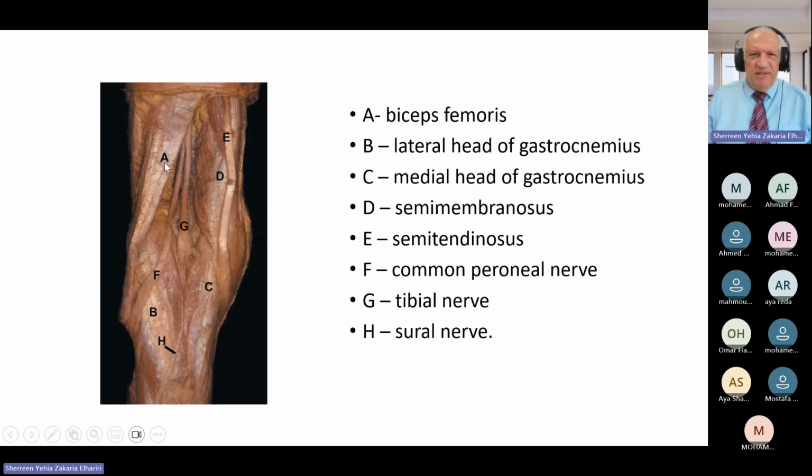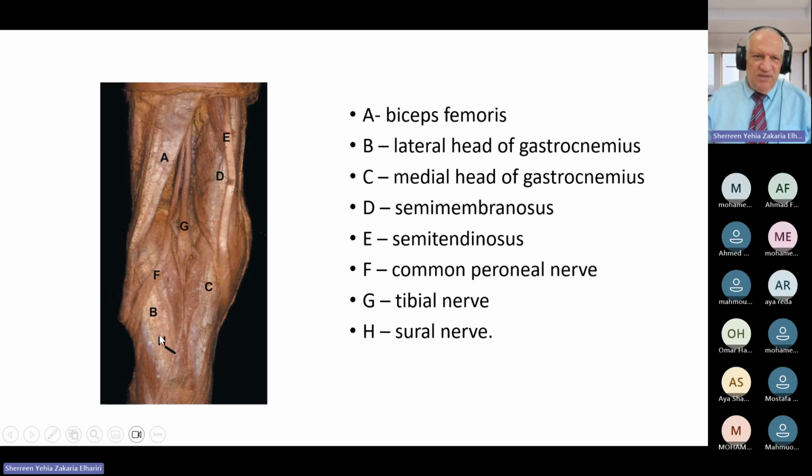I will go through it again. A is biceps femoris, and semitendinosus. B is gastrocnemius, C is gastrocnemius. And E is the semitendinosus muscle, it is not a nerve, sorry. F is common peroneal, so it is lateral. And G is a superficial structure, which is the tibial nerve. We don't see the popliteal vessels. Popliteal is deep, more anterior.